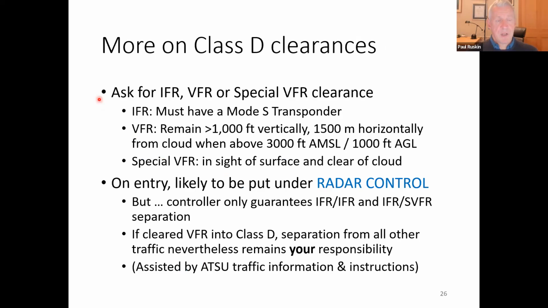There are three types of clearance that you can get. You can get an IFR clearance, a VFR clearance, or a special VFR clearance. Almost certainly we're going to use a VFR clearance. For an IFR clearance, we must have a Mode S transponder.